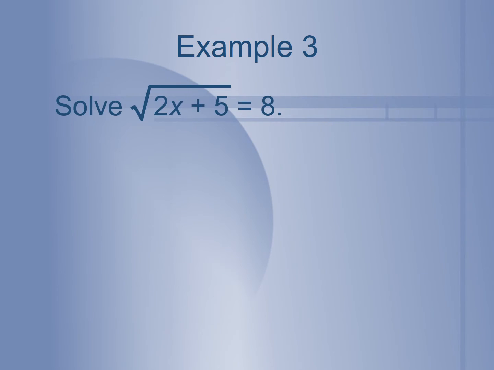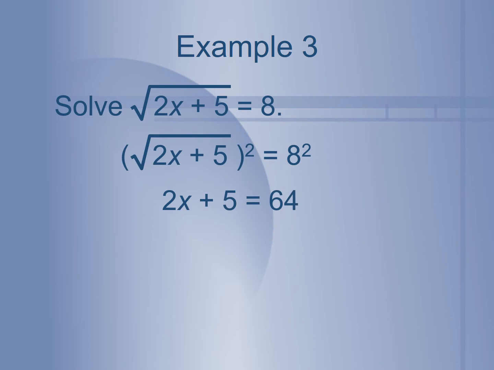Example: our radical is already isolated, so we can go ahead and square both sides. On the left, the square undoes the square root, giving us 2x plus 5. And then 8 squared is 64. We subtract 5 from both sides, and then divide both sides by 2. We get 59 over 2.